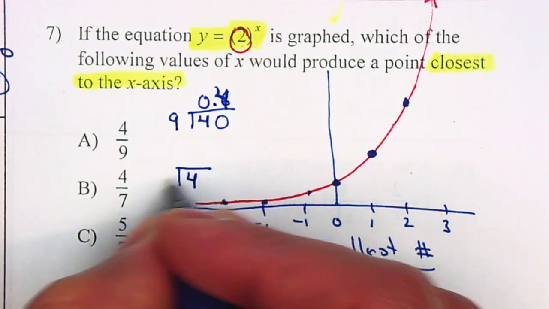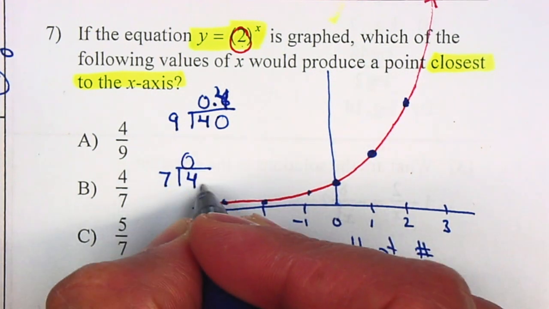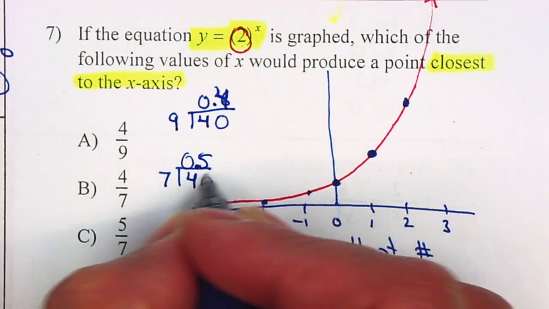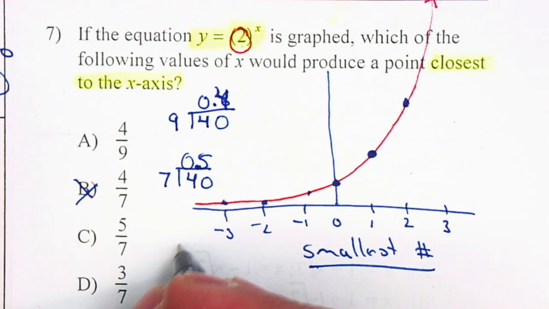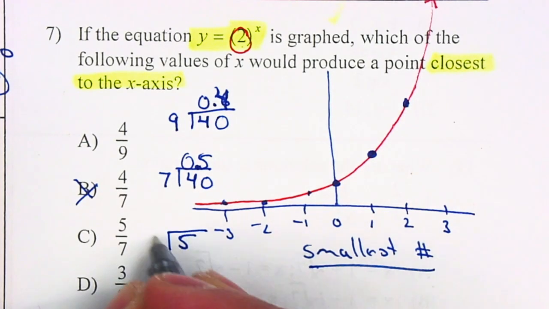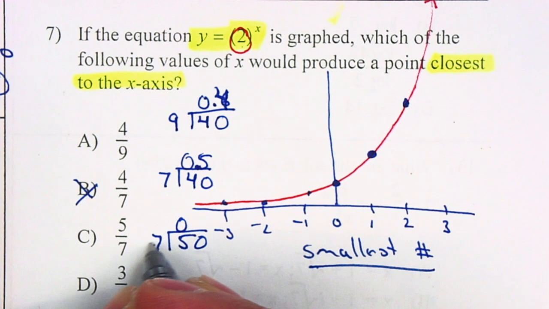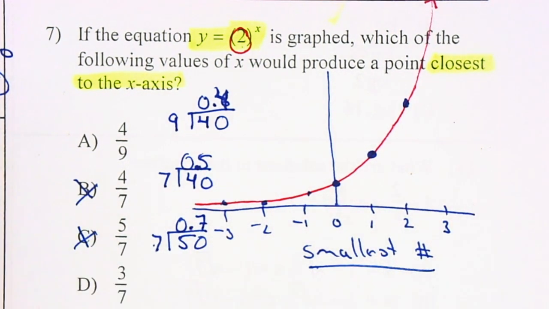4 divided by 7. 7 goes into 4 0 times. I add 0. 7 goes into 40 5 times. So we're looking for the smallest number, so that's a little bigger than 0.4. 5 divided by 7. 7 goes into 5 0 times. I add 0. 7 goes into 50 7 times. That's too big. I'm looking for the smallest number.